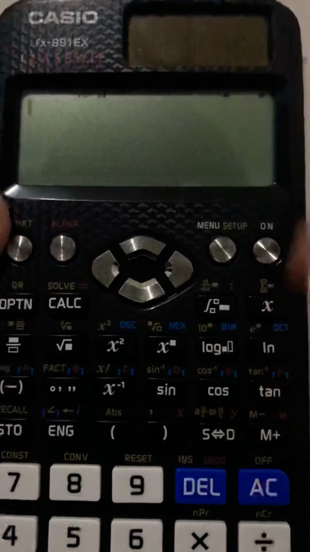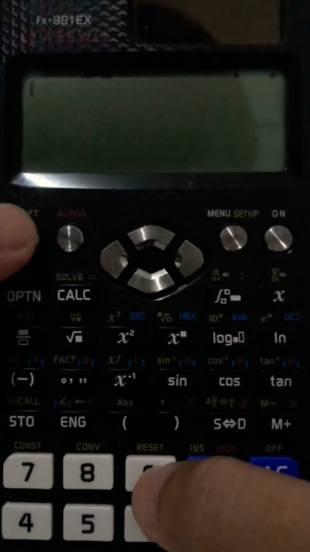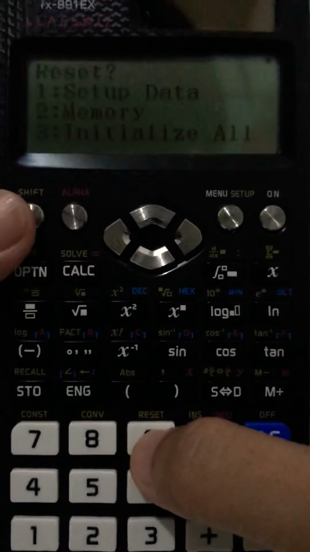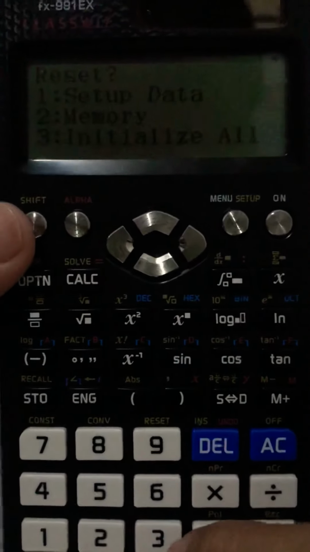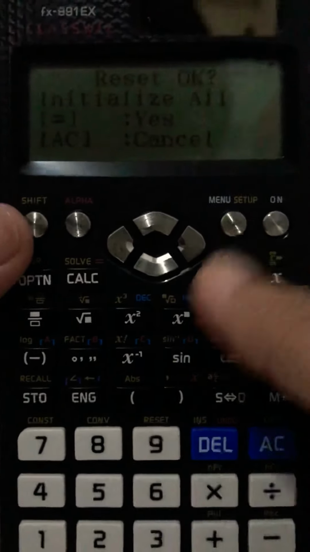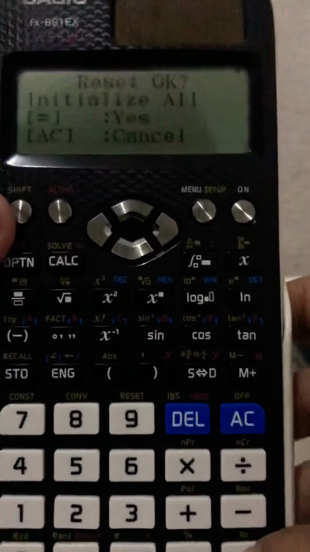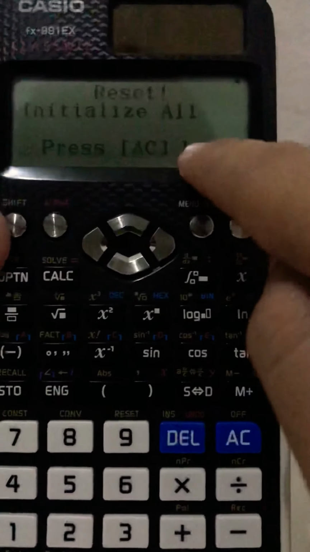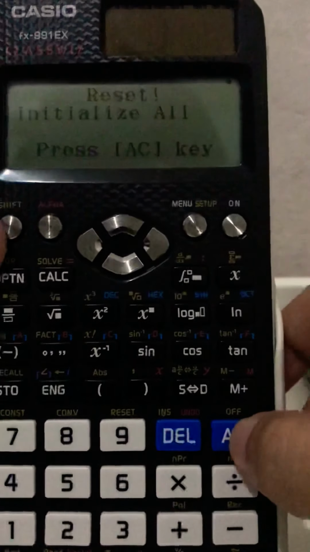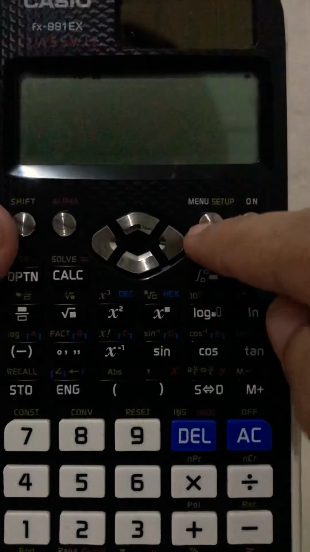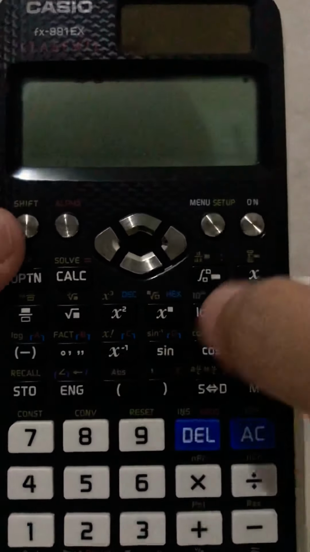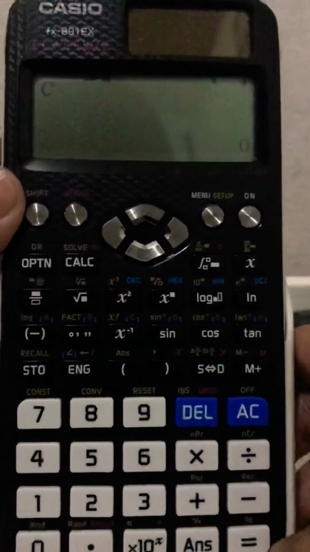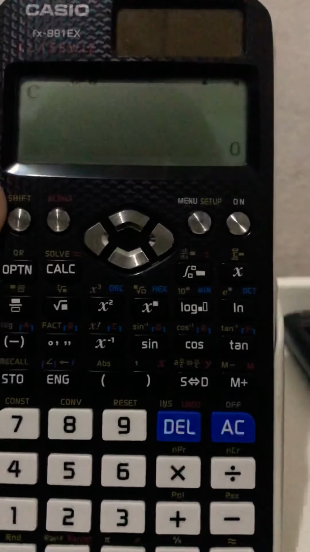So how to have the default mode again in class width? That would be shift, reset, number 3, the safest, equals for yes. It says reset is done, just have to press AC. So if you go back again to letter C, alpha C equals, it's not there.